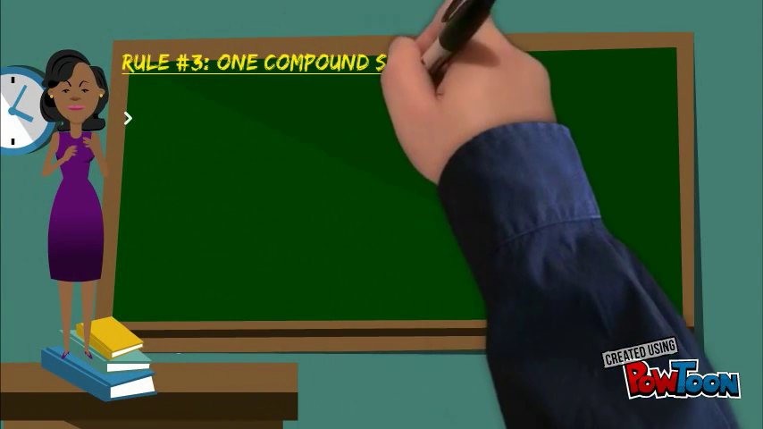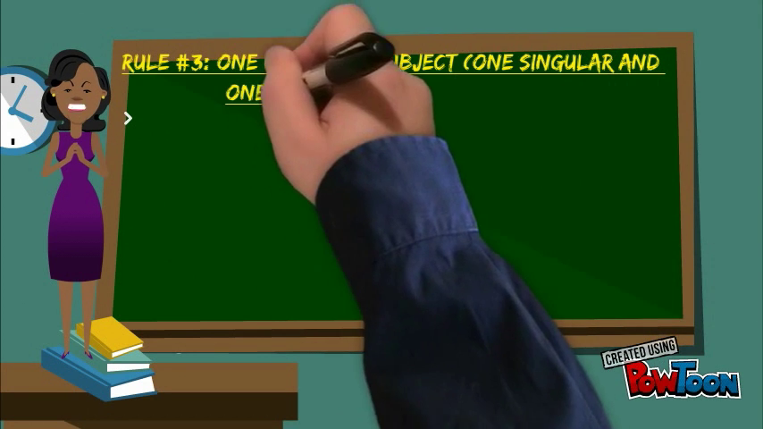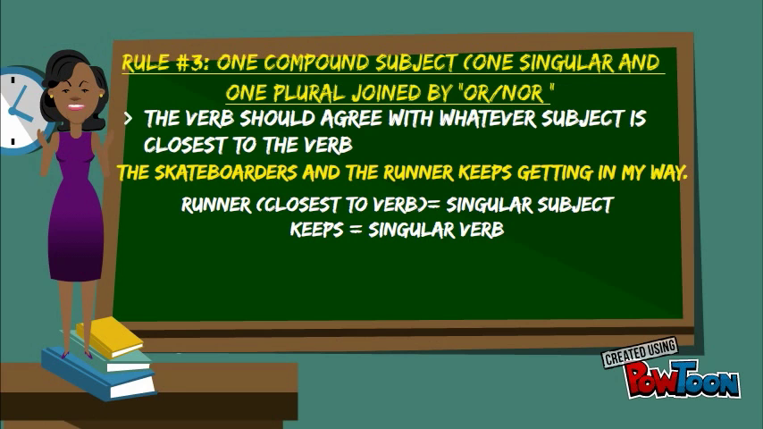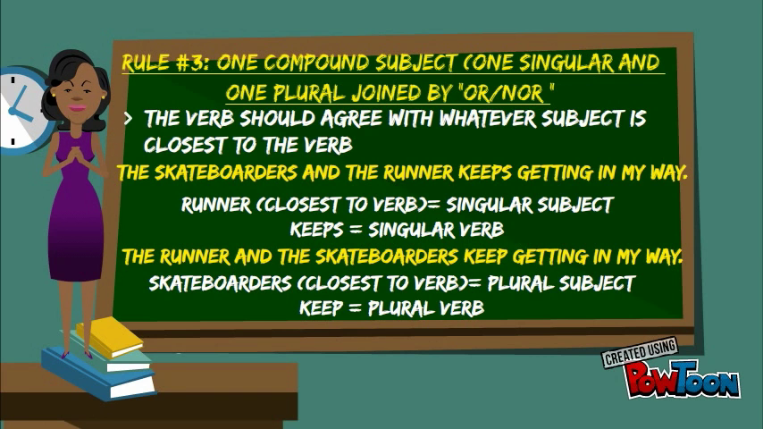Rule number 3, subjects that have one singular and one plural noun joined by or, nor. The verb should agree with whatever subject is closest to that verb. View the examples below and notice how the verb will change depending on what part of the subject is closest to that verb.